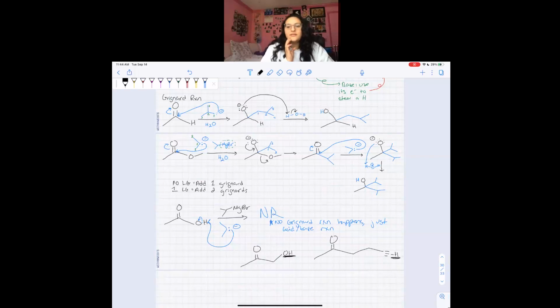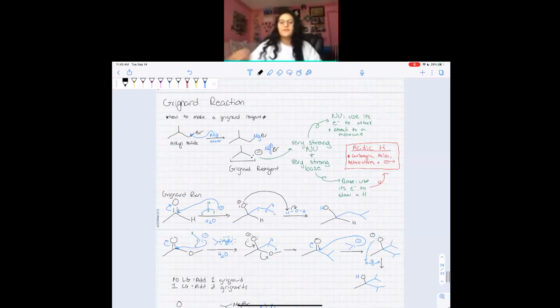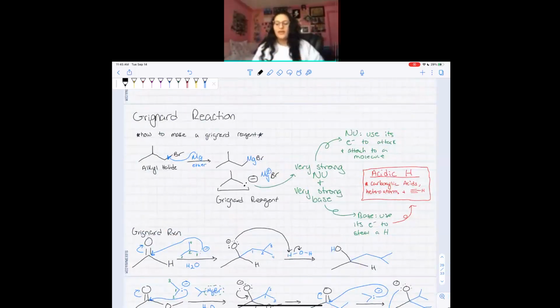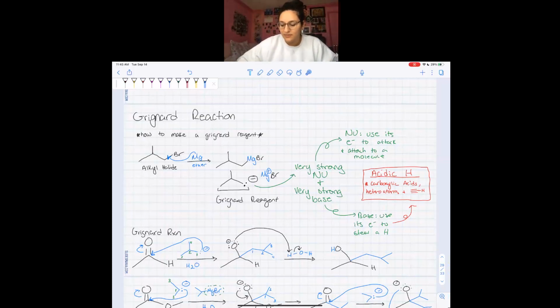Any questions, comments, concerns, anything of the sort? Can you re-explain what an acidic hydrogen is? Yes, absolutely. So for the purposes of this reaction only, we have a super specific definition of acidic hydrogen. So we're going to say that the hydrogen on a carboxylic acid, on a heteroatom, and on a triple bond are acidic. So I'm going to take this and I'm going to rewrite it, and I'm going to give you an example of each one.